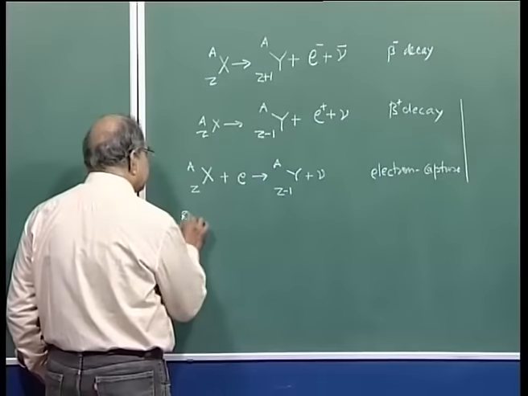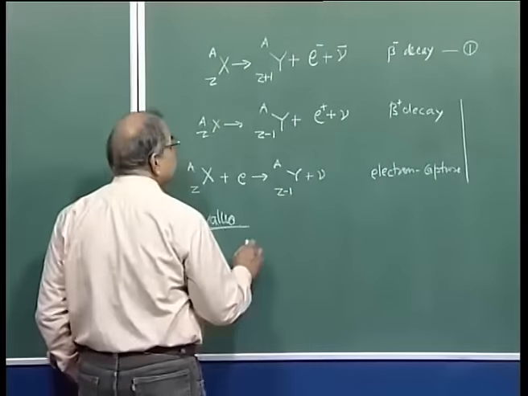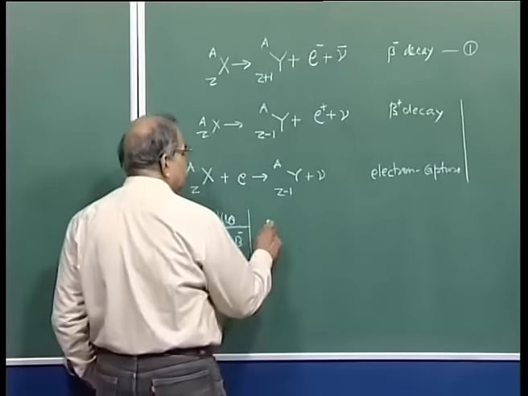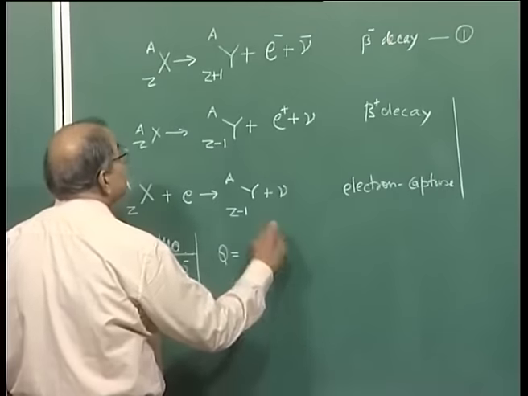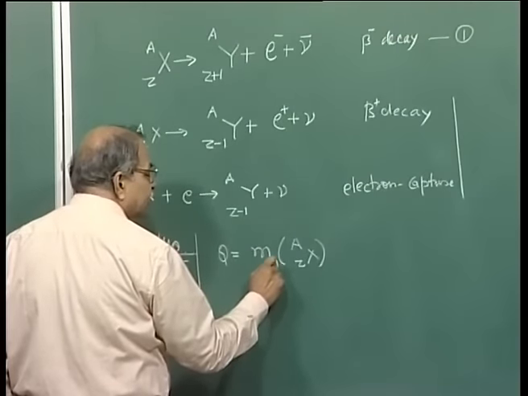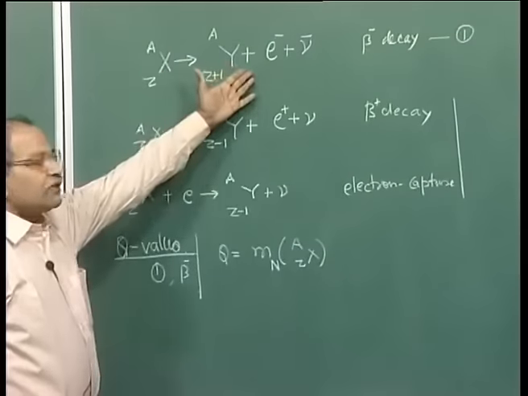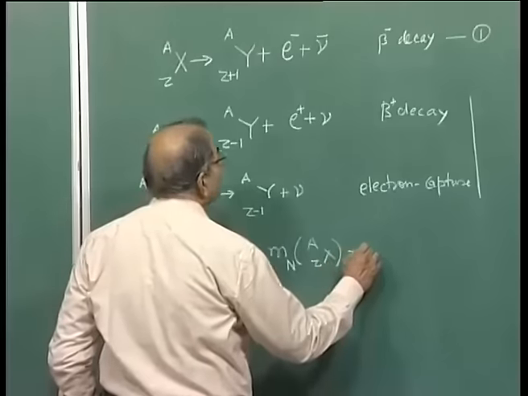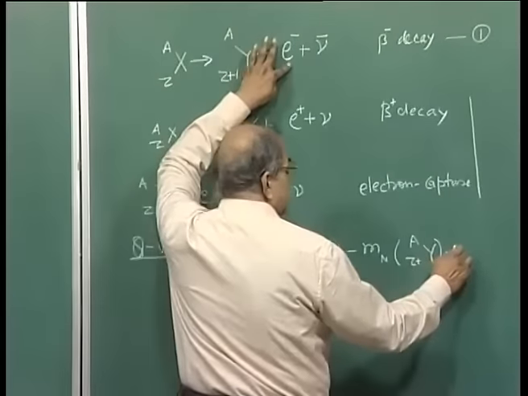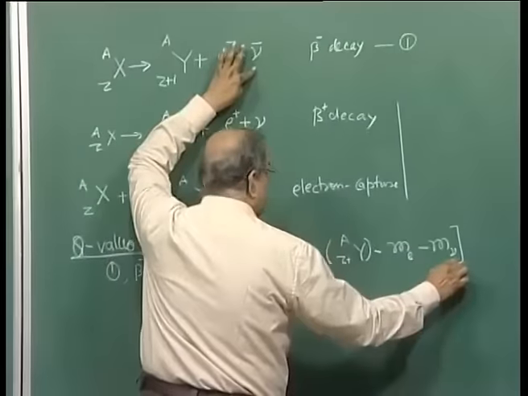Now, let us take the Q values. Take beta minus decay first. For this, how do I get the Q value from the known masses? The Q value will be the mass of the initial parent nucleus, that is the mass of X with A and Z. Let me write an N here; this N is for nuclear mass. We are talking not of atomic mass, but nuclear mass. So the Q value of this reaction is the mass of the parent minus the mass of the products: minus the nuclear mass of Y with A and Z plus 1, minus the mass of the electron, and minus the mass of the neutrino, times c square.